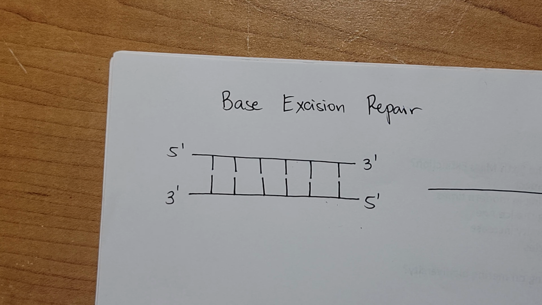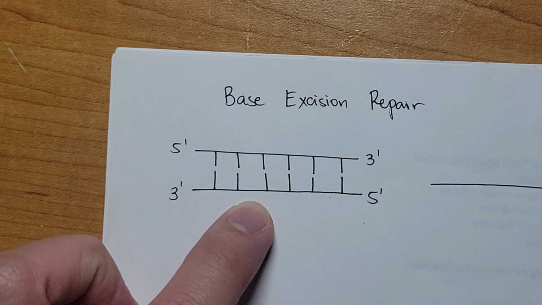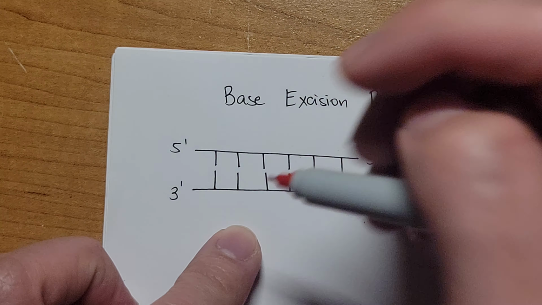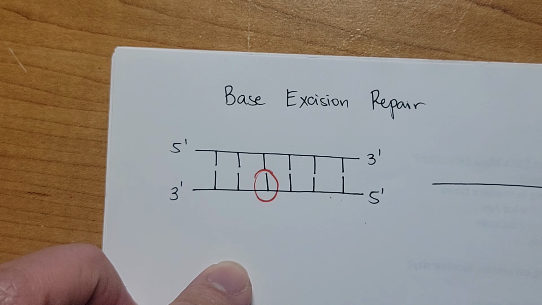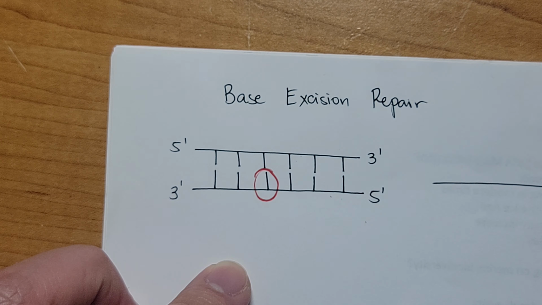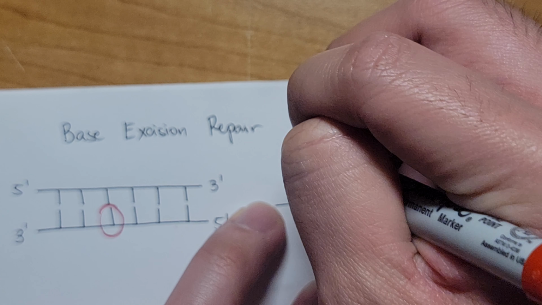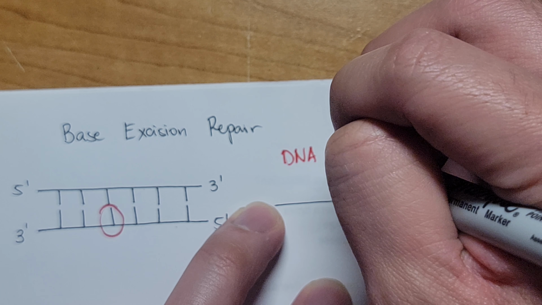Let's get started. So let's say this is our DNA, right? Let's say this is normal. And then suddenly let's say there's a wrong sequence or a wrong base. Let's say this is the wrong base instead. Now, this wrong base will be recognized by an enzyme called DNA glycosylase.